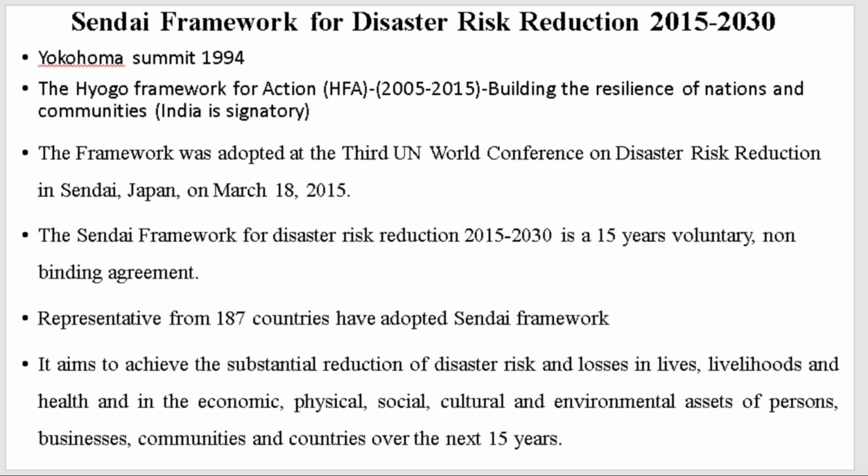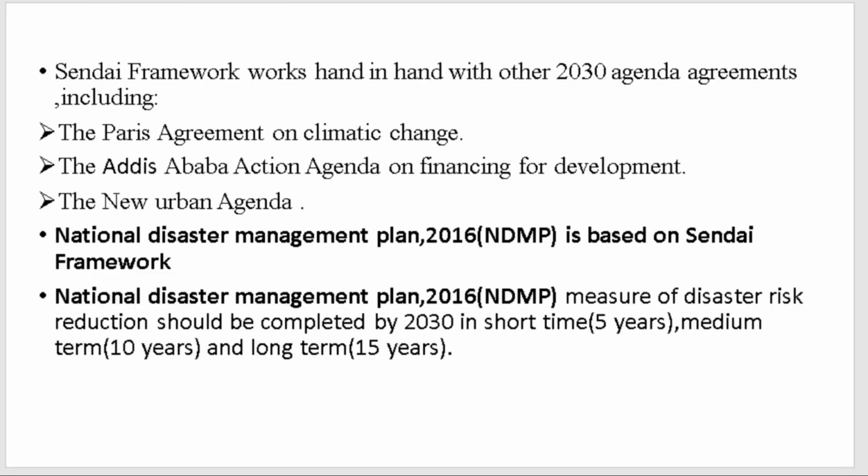It aims to achieve the substantial reduction of disaster risk and loss in lives, livelihoods, health, and in the economic, physical, social, cultural and environmental assets of persons, businesses, communities and countries over the next 15 years. And our framework works hand in hand with other 2030 Agenda agreements, including the Paris Agreement on Climate Change, the Addis Ababa Action Agenda on Financing for Development, and the New Urban Agenda.